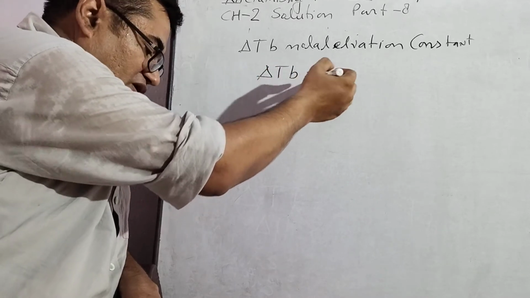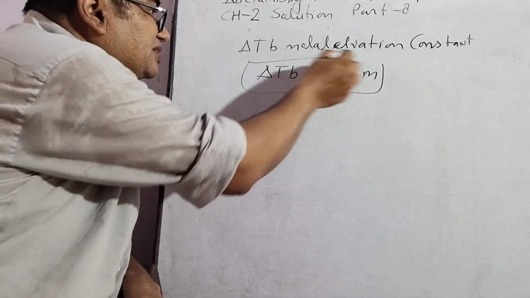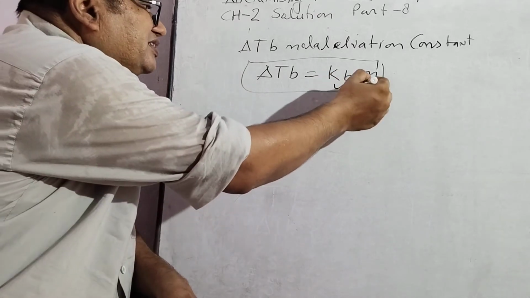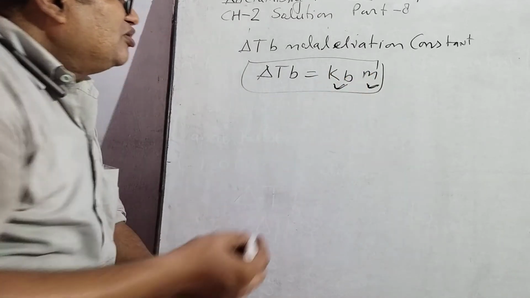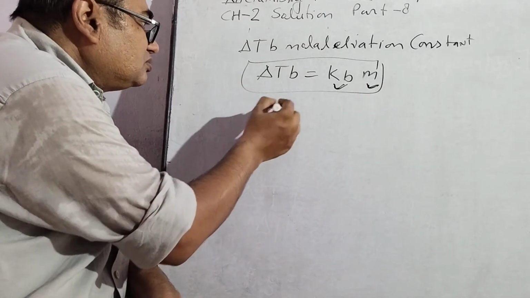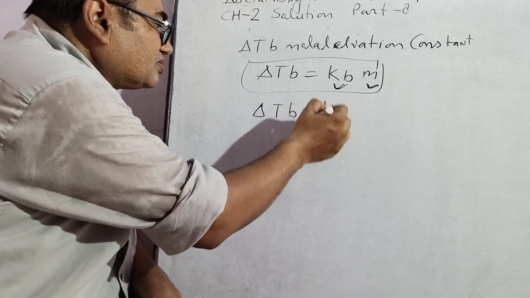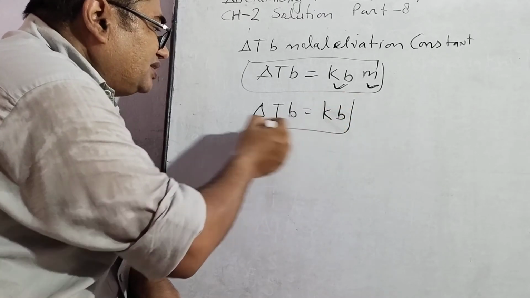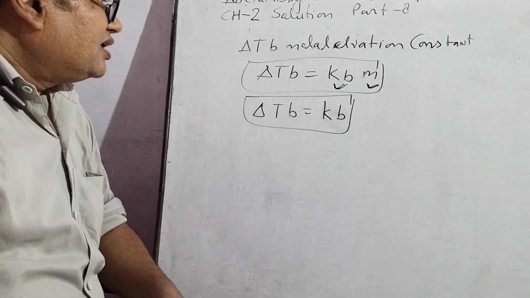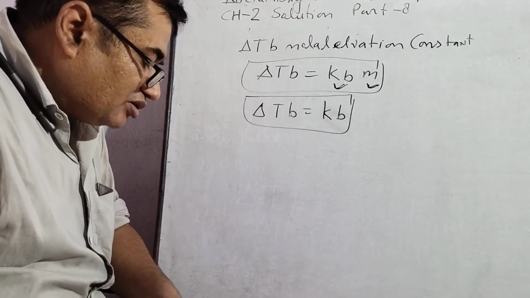ΔTb = Kb × m. This is the product of the molal elevation constant and molality. This is the molality and this is the molal elevation constant. If we take a one molal solution, then ΔTb will be equal to Kb. So this is simply what we call the molal elevation constant.